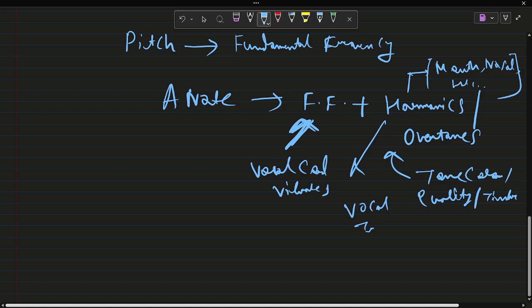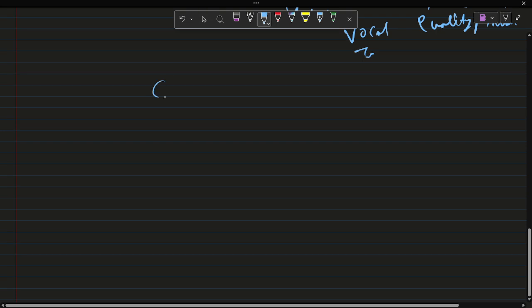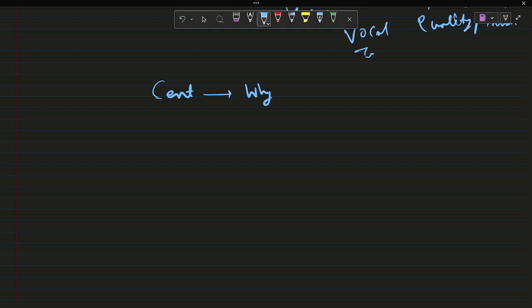Now I'll discuss the cent. Why do we need this thing actually? Where is the requirement for it? Without it, what problem can happen?